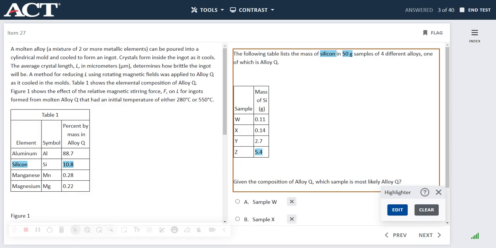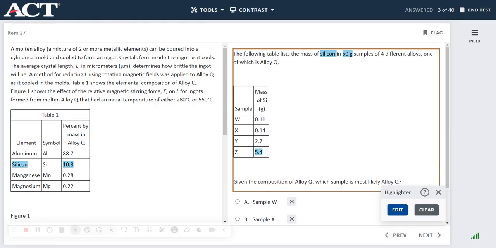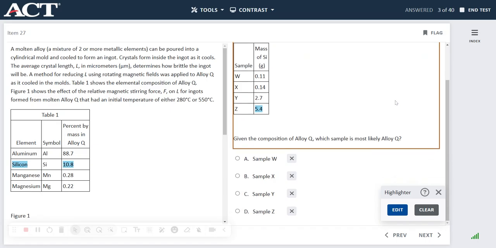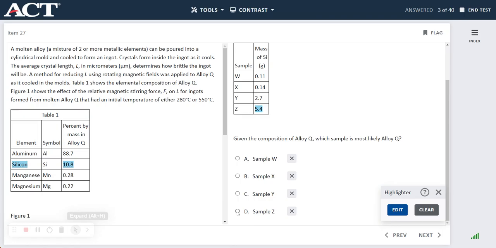Okay. If you need to double that to 100, you have to double all these. So 100-gram sample, 10% would be 10.8. Right. So percent by mass, actual mass. So you got to say what's the percent by mass, and it is D, sample Z. Don't know why I can't click on that one. Oh, because this is in my way. Let's try it again. There we go.